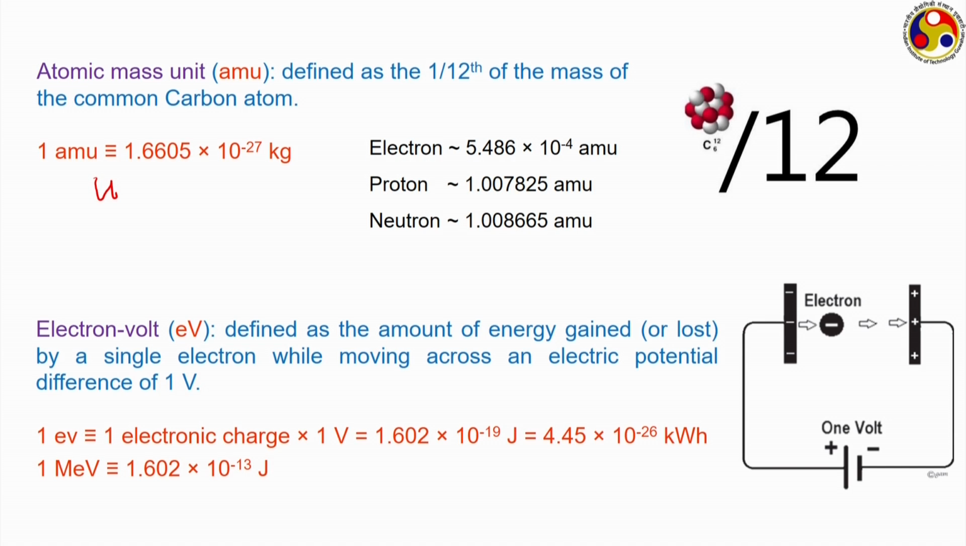We shall also be proposing a unit for energy, which is electron volt. It is defined as the amount of energy gained or lost by a single electron as it passes through an electrical potential barrier of 1 volt. One electron passing through a potential barrier of 1 volt, then the amount of energy gained by the electron, or the amount of energy required to make it move, is called 1 electron volt.